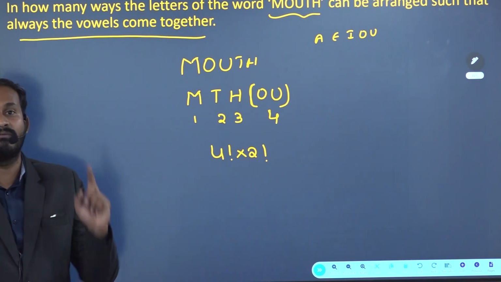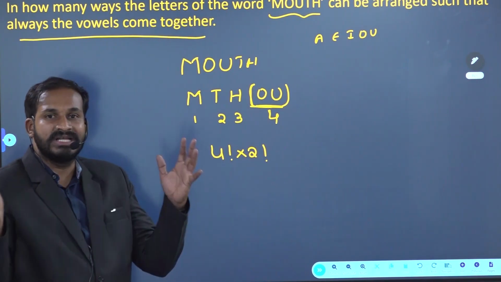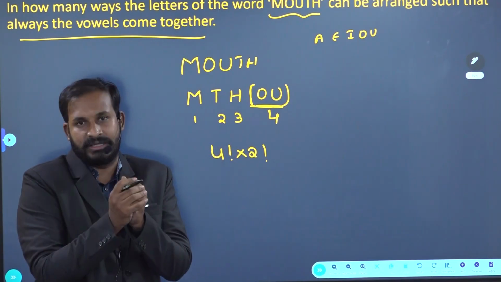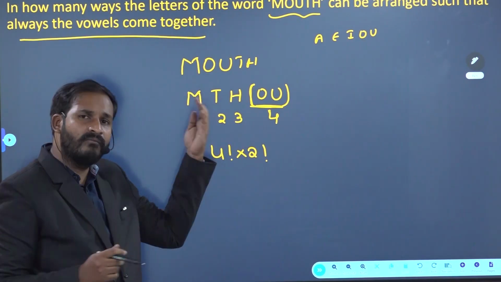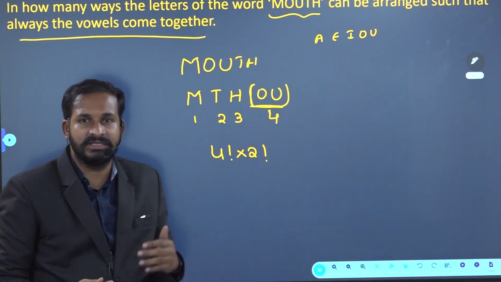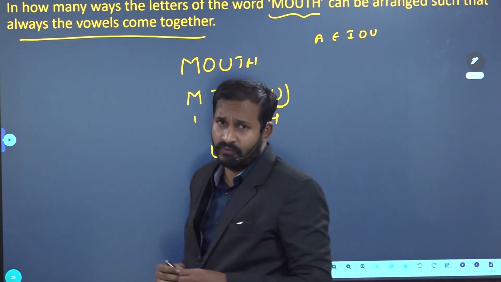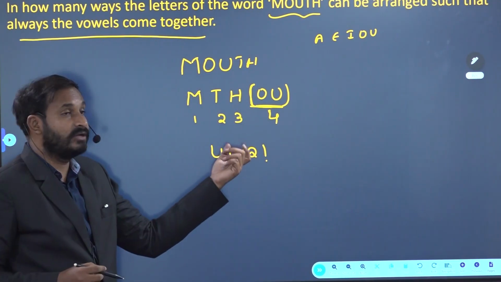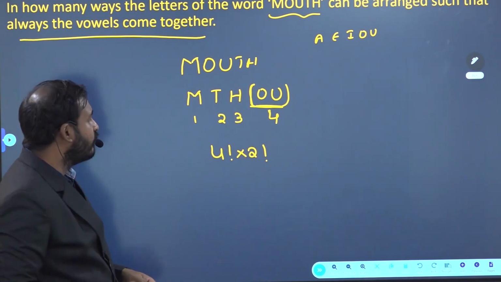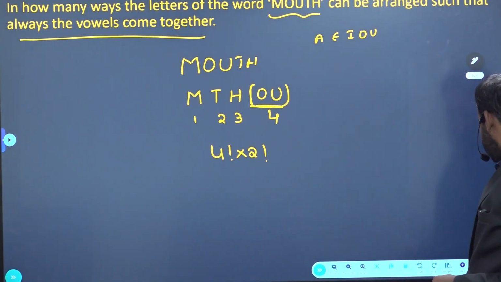factorial ways such that always the vowels will come together. Vowels, I am making it into a group. Now I am considering these vowels as a single letter. Why? Because they always come together. So if O moved, obviously U also should come with O. That is the case, right? So 1, 2, 3, 4. 4 letters can be arranged in how many ways? In 4 factorial ways. So 4 factorial into O and U can be arranged in 2 factorial ways internally. Okay. So 4 factorial into 2 factorial. Right?